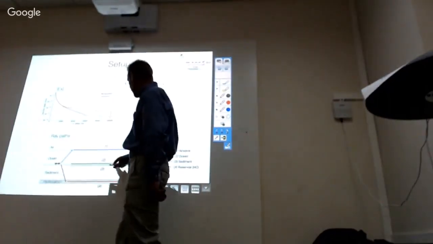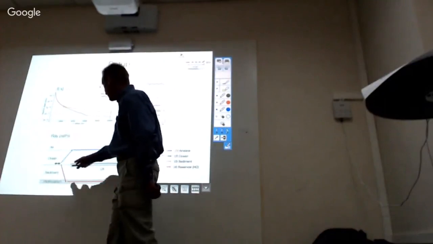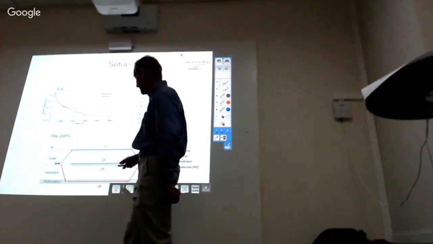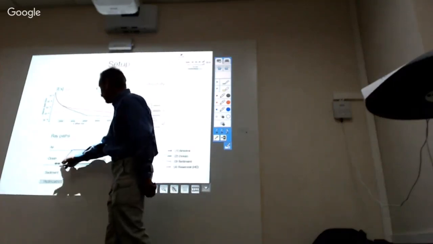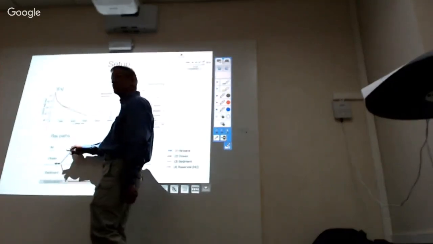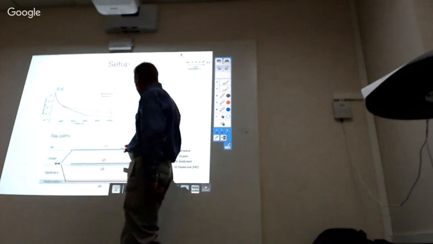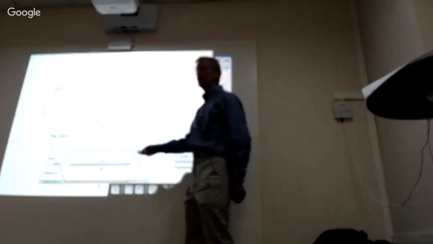It can go through the ocean, okay? It could go through the sediments. It could go down to the hydrocarbon layer and then up, or it could go up to the ocean, up the ocean to the air, and then over and then back down. And this was called the air wave.